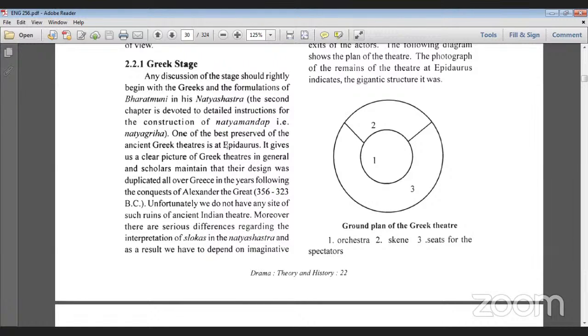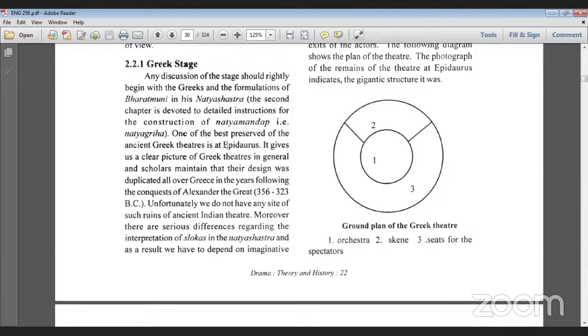One of the best preserved ancient Greek theaters is at Epidaurus. It gives us a clear picture of the Greek theater in general, and scholars maintain that its design was duplicated all over Greece in the years following the conquest of Alexander the Great, 356-323 BC. Unfortunately, we do not have any site of such ruins of ancient Indian theater.